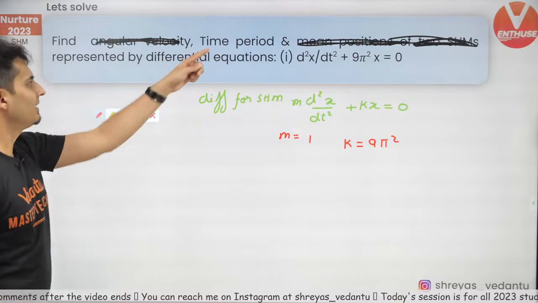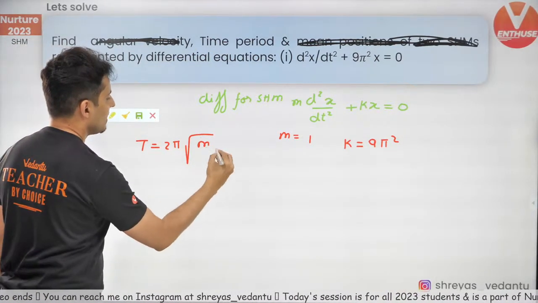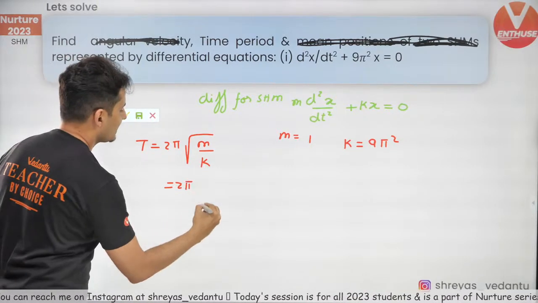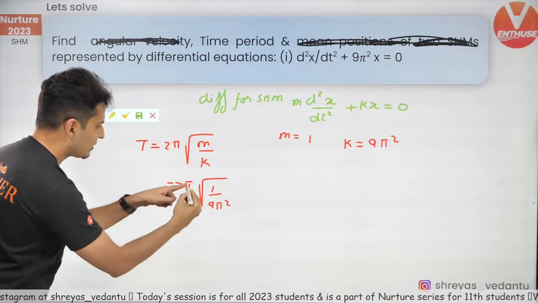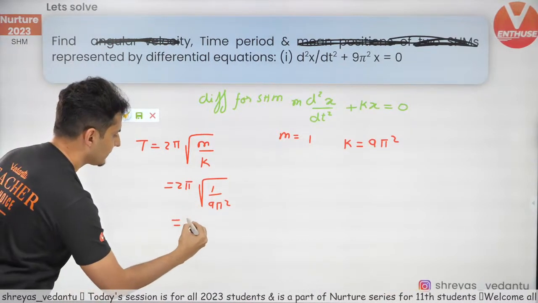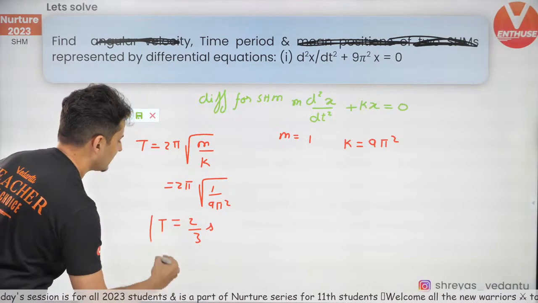What is the question? Find the time period. So time period will be 2 pi under root m by k. So the mass is 1, k is 9 pi square. Pi square's root is pi, pi goes. So 2 by root of 9 is 3. So 2 by 3 seconds. That's the answer.